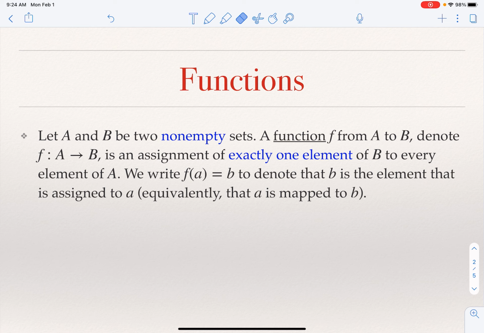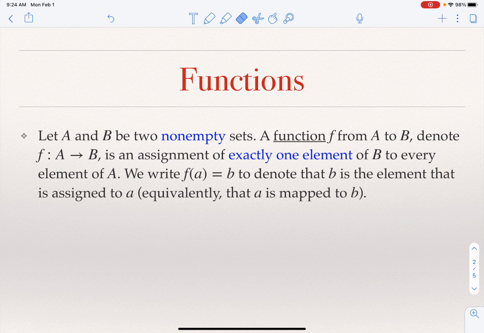One is that both sets have to be non-empty. Okay, so A and B have to be non-empty. Each one of them has to have at least one element. Then we say that the function f from A to B, that is from, to, so the function has a direction. We map elements from A to B. We denote it by f colon A arrow B. It's an assignment. We assign exactly one element from B to an element in A.